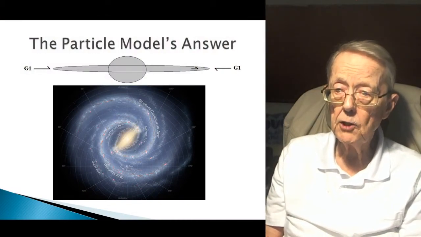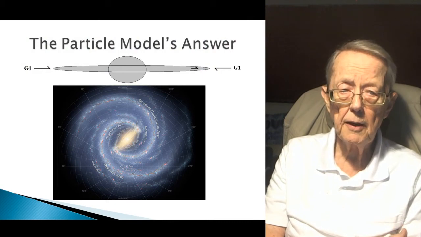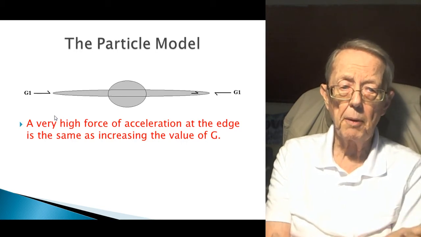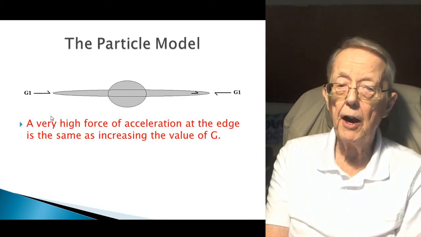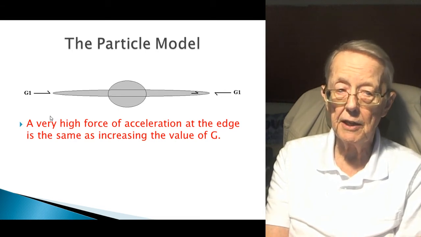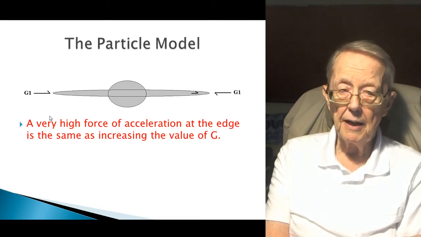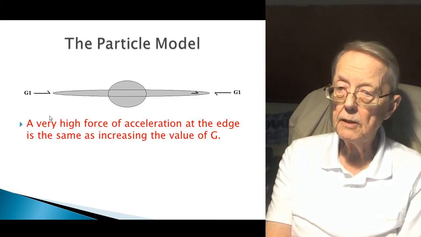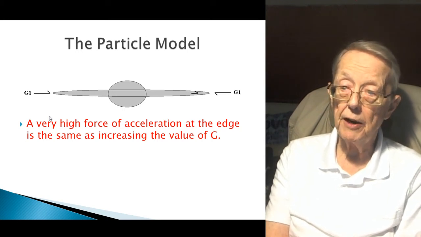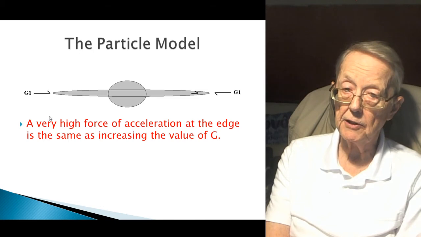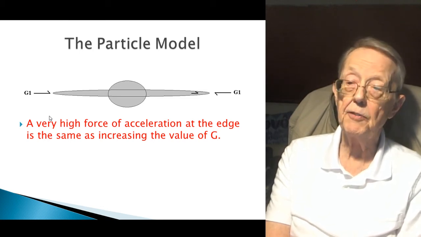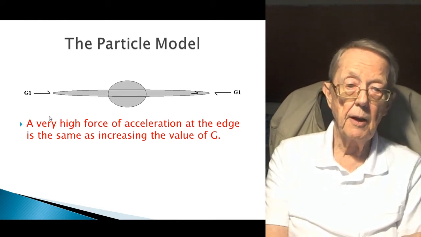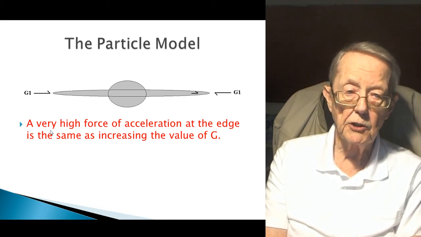Okay, so now we move on to the next slide. The particle model claims that there is a very high force of acceleration at the edge of the galaxy, and it is the same as if you were increasing g. That's the only way in Newton's gravity equation you can increase the acceleration. If you're not changing the distance, if you're not changing mass, you have to change g, and that's exactly what I'm saying happens. So g is the one that changes.